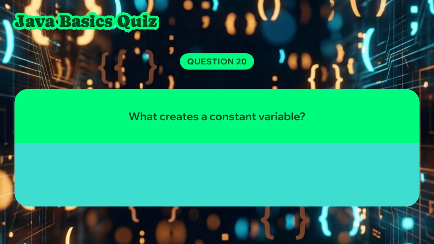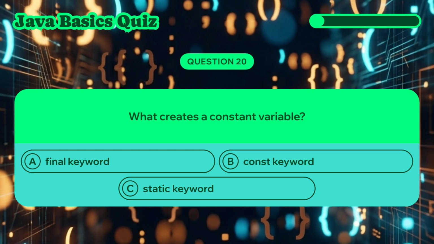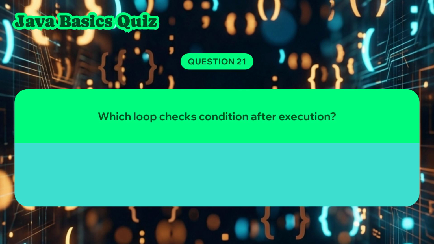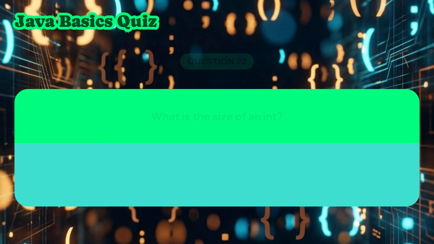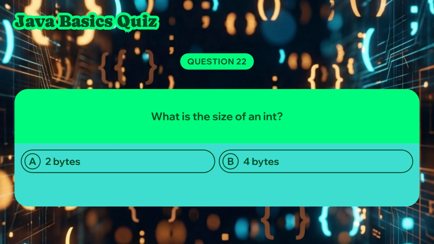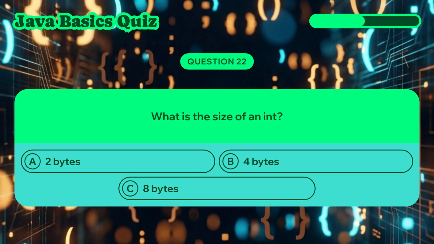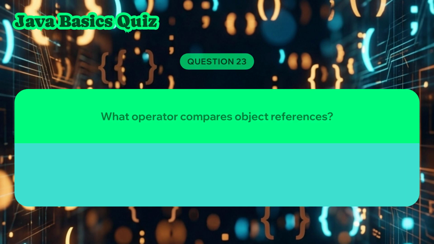What creates a constant variable? Which loop checks condition after execution? What is the size of an int? What operator compares object references?